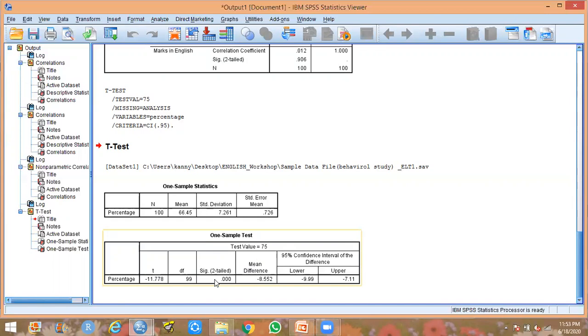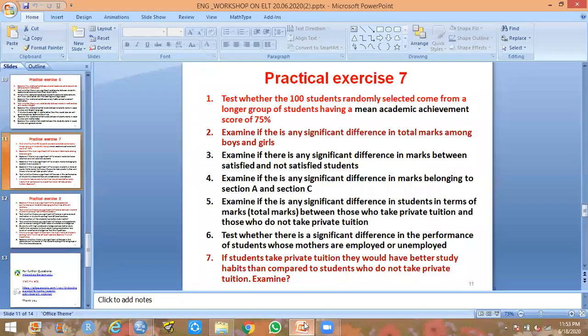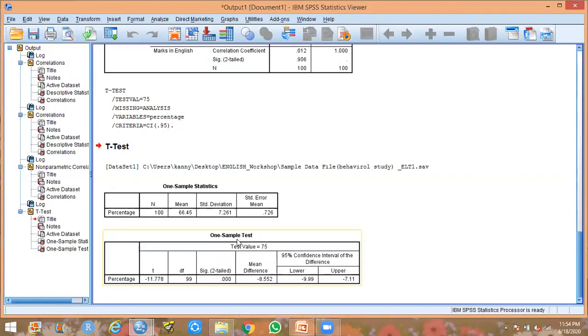The mean academic achievement score is 75% or not, right? Now you can see the significance is very high, so now you can reject your null hypothesis. So the academic achievement is not 75%. Not 75% in the sense that it may be below 75% or above 75%. You can see the mean marks, that is 66.45 now.